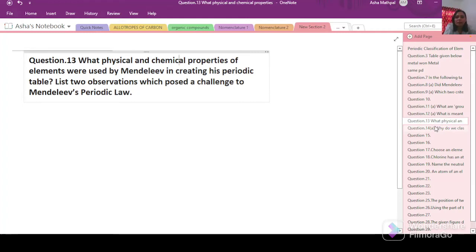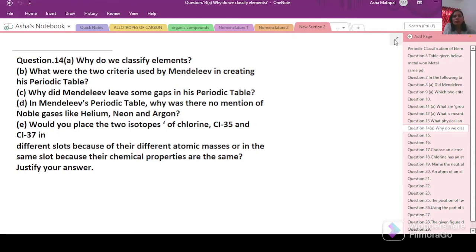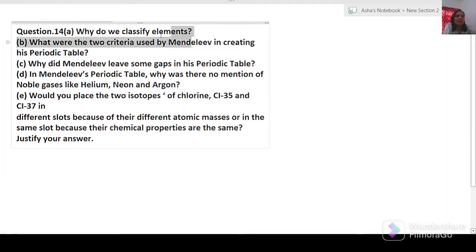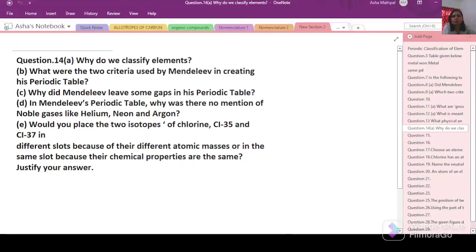The pen was not working there, so I have not written, although we have discussed its answer, remember. Now question number 14. Why do we classify elements? Whenever we are trying to classify elements, it is because it makes our study easier. That is why we are classifying the elements here, because then it makes it easy to study their chemical and physical properties.